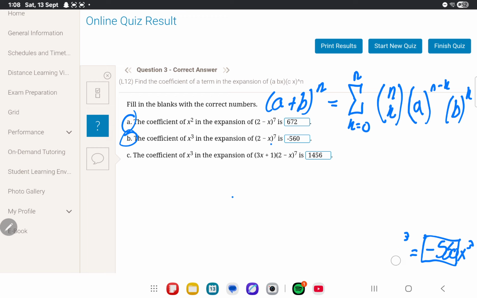Sorry, I don't need any of these anymore. Now what I can do is answer part C. The coefficient of x cubed in the expansion of (3x + 1)(2x - 7)^7 is 1456.